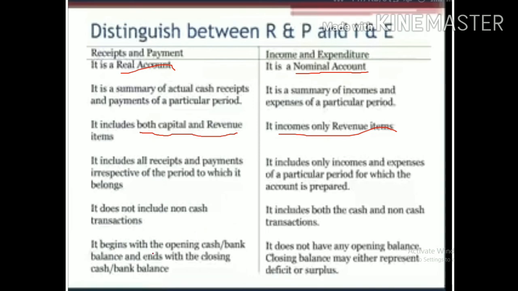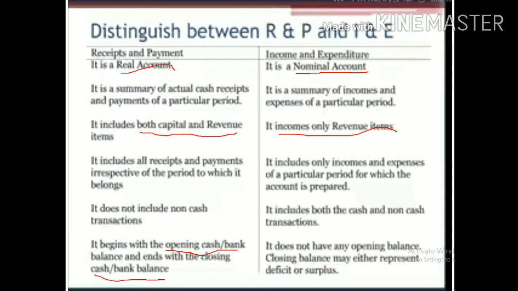The last point: the receipts and payment account begins with the opening balance of cash and bank and ends with the closing balance of cash and bank. But the income and expenditure account does not have any opening balance of cash in hand and cash at bank, or closing balance of cash in hand and cash at bank.